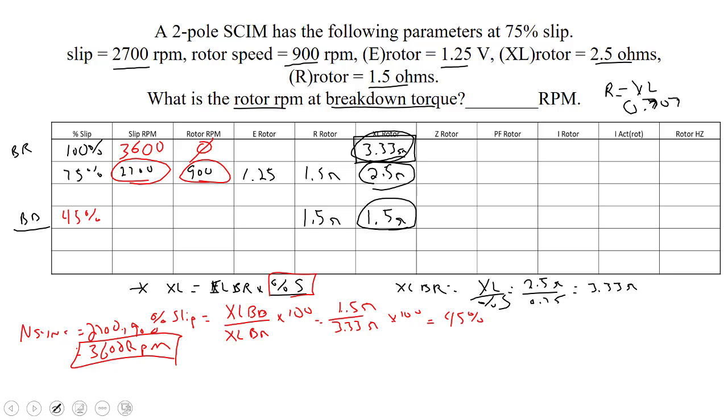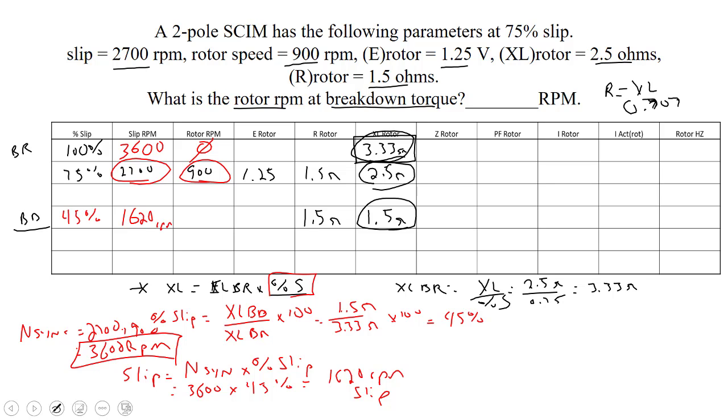So what's our slip speed at 45%? The slip speed would be equal to N sync times our percent slip. So that's 3600 times 45%. And that's going to work out to about 1,620 RPM of slip. So 1620 slip.